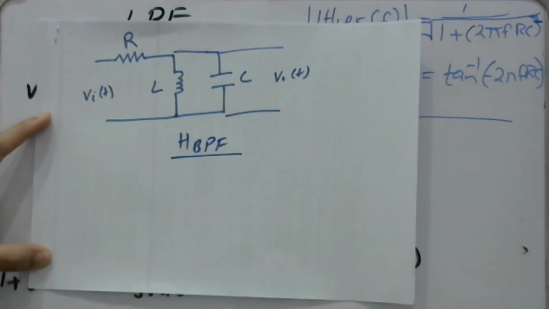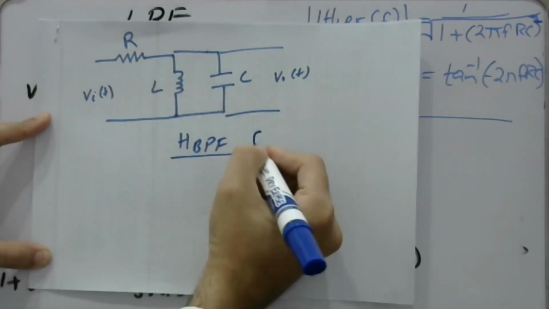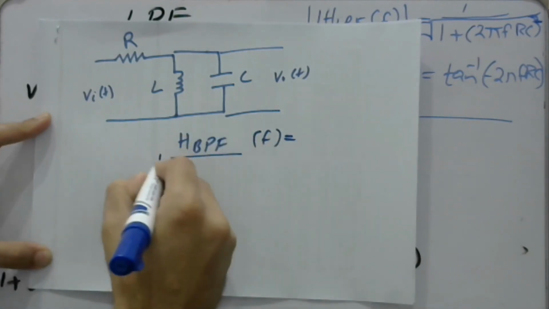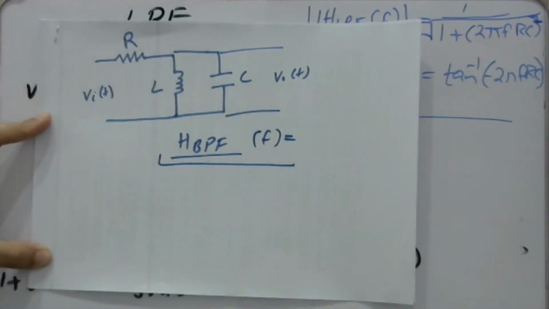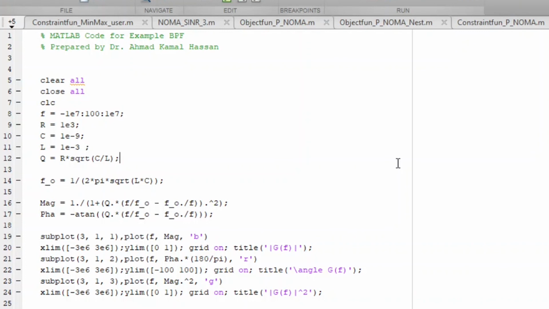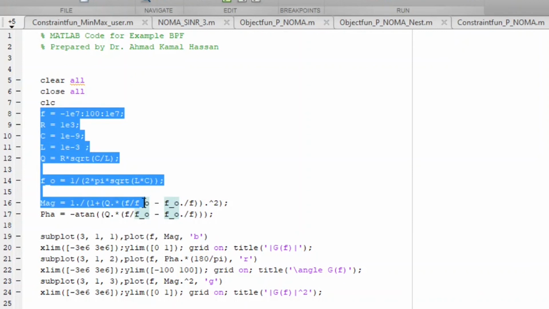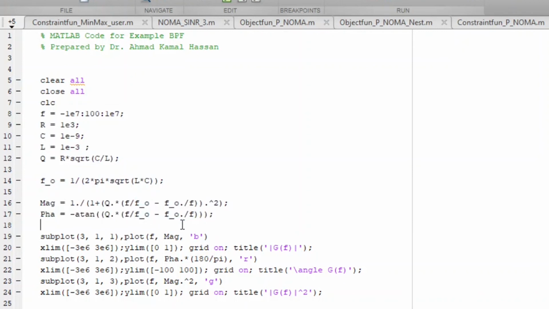Now herein we have the circuit for a bandpass filter. So we can find the transfer function, the frequency response of this filter. Now this is basically the example for the bandpass filter just shown. So we again set the frequency range, the value of resistor as before, and then we have an inductor value which is 1 millihenry, and the quality factor Q and resonance frequency f naught, right? So plotting the magnitude and phase of the bandpass filter.